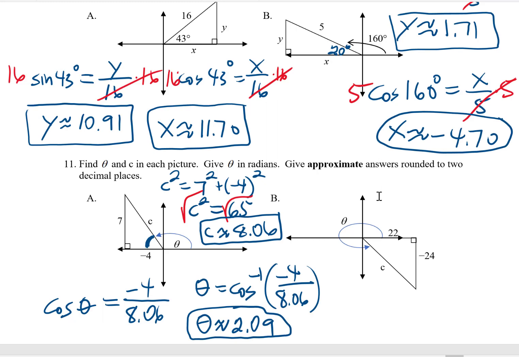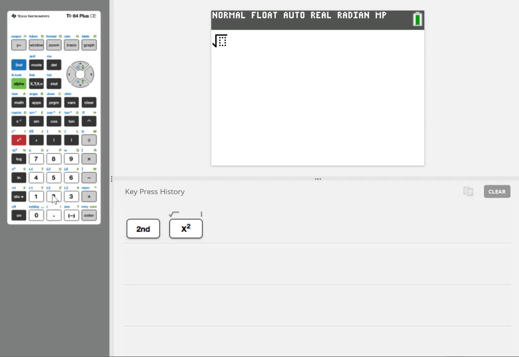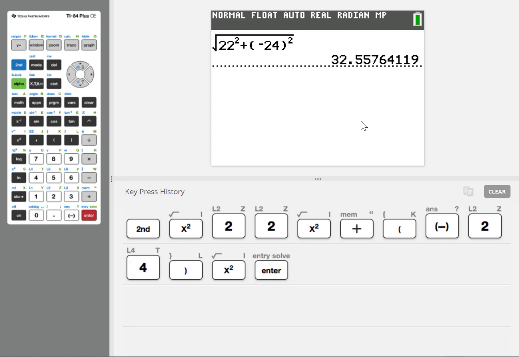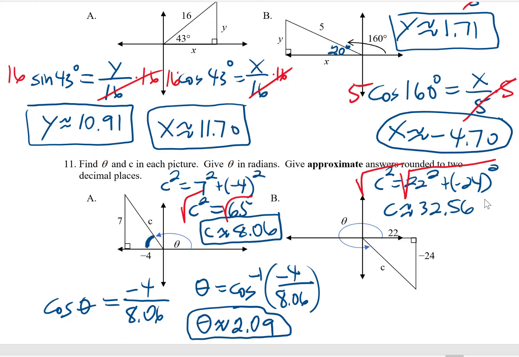Let's look at part B. Once again, not a special triangle. I would find c using the Pythagorean theorem. c squared is 22 squared plus negative 24 squared. I could work out those numbers like I did the last time. I don't really have to, though. I mean, I know I want a decimal, so I could just type it in just like that in the calculator. Square root of 22 squared plus negative 24 squared comes out to be 32.56. So there's c.